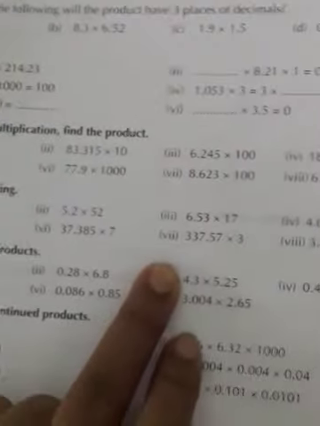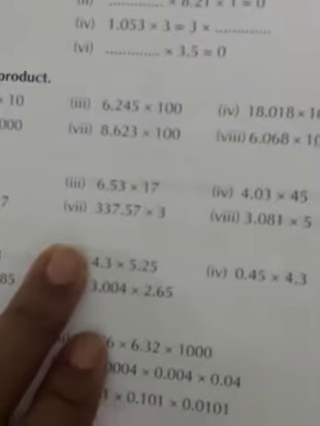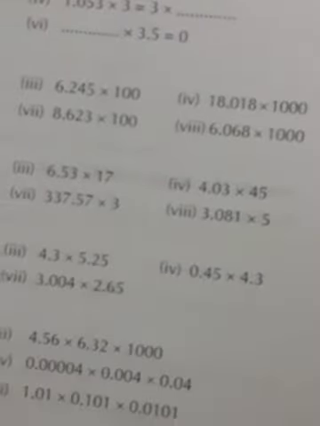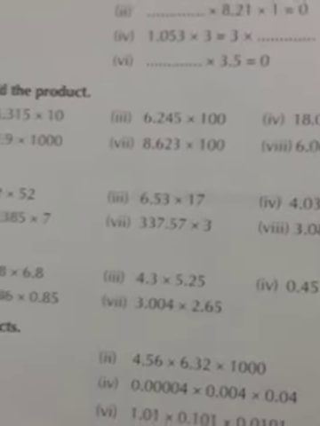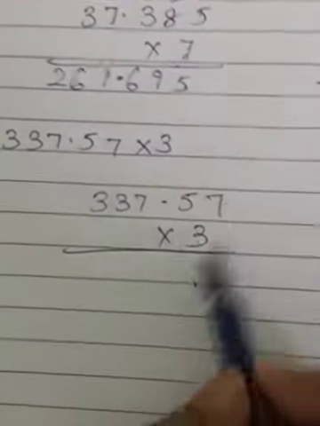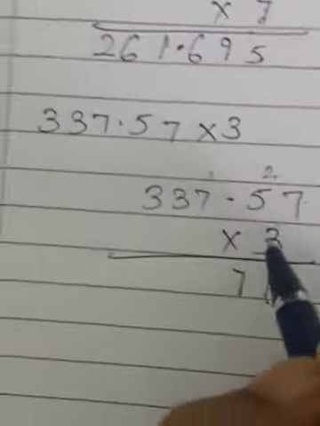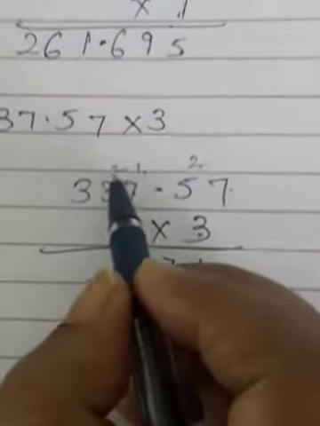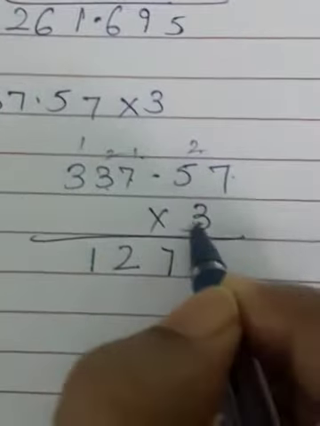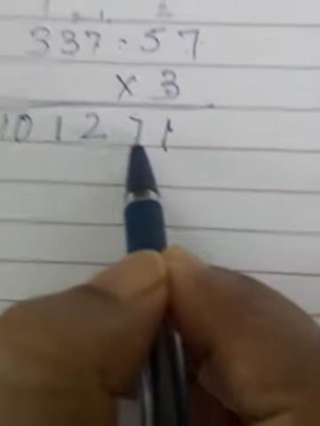Next question I will do 7th. 337.57 into 3. 337.57 multiplied by 3. 3 sevens are 21, 2 carry. 3 fives are 15 plus 2, 17, 1 carry. 3 sevens are 21 plus 1, 22, 2 carry. 3 threes are 9 plus 2, 11, 1 carry. 3 threes are 9 plus 1, 10. After decimal point you have 2 digits, so count 2 digits, 1, 2.